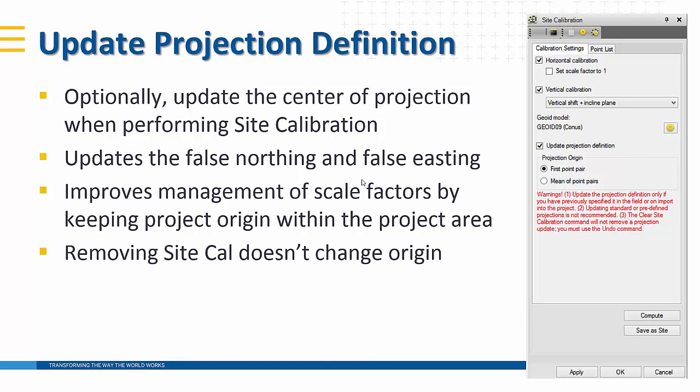Also, when you perform site calibration, you can choose optionally to update the projection definition. What this does is update the false northing and false easting information, setting the projection origin in either the first point pair or the mean of all point pairs in your project, and this allows you to be more efficient in managing the scale factors and keeping the project origin within the project area.